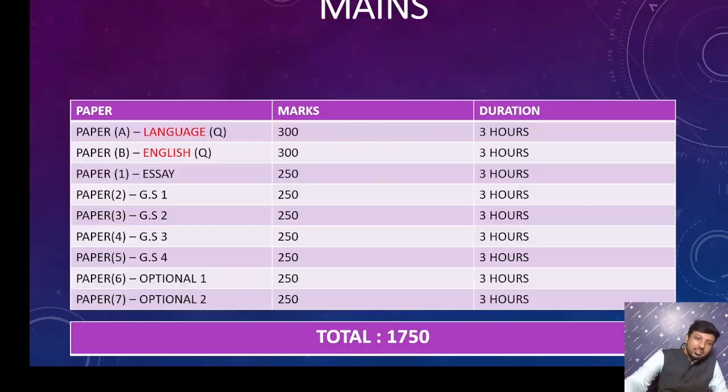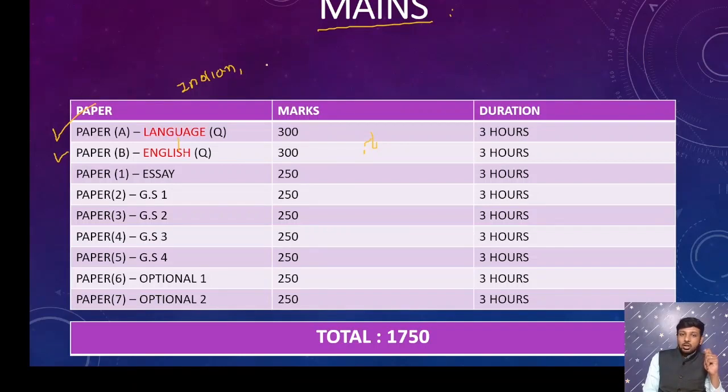Now coming to the mains examination, that is the second phase. The mains examination, as you all know, is subjective, not objective. You have to write the answer. And like the CSAT qualifying for the prelims, even for the mains, we have 2 qualifying papers, that is paper A and paper B. One is a language paper and one is an English paper. That is, in the mains, you have to write one Indian language paper. Whether it may be Hindi, Tamil, Telugu, Kannada, whatever, you have to write one paper mandatorily in the Indian language. It will be asked in that language only.